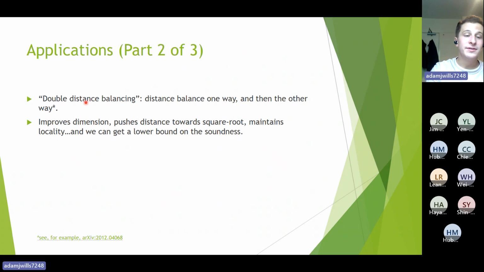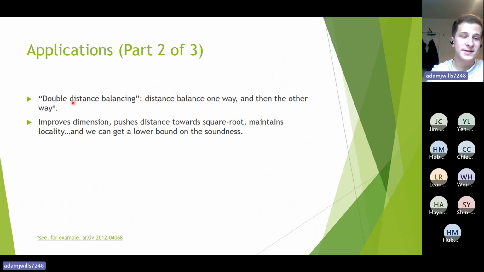Allow me to mention the phrase double distance balancing hasn't been used before to our knowledge, but this is a name that we're going to give it just so we have something to refer to it quickly by. It has been used before, say, for example, here, but we're just going to give it this name for now.